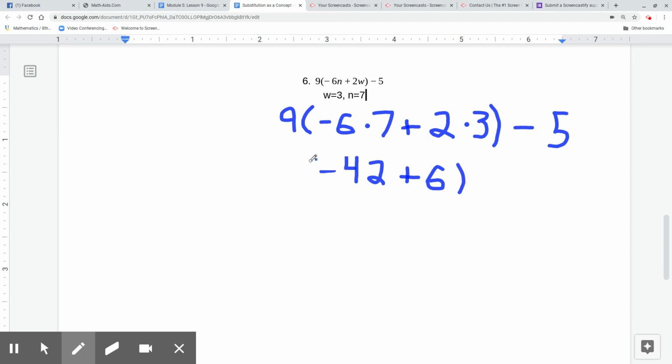Go ahead and add the parentheses back for now. Still have a 9 waiting to multiply on the outside, and we're subtracting 5. So now we still have one more step inside parentheses that we need to take care of, and that's the adding here, since we're done with all the multiplying. We're going to have -42 plus 6. So make sure you get this correct with your integers, but you're going to have -36. This is still in parentheses, waiting to be multiplied. And we still have -5 on the outside.